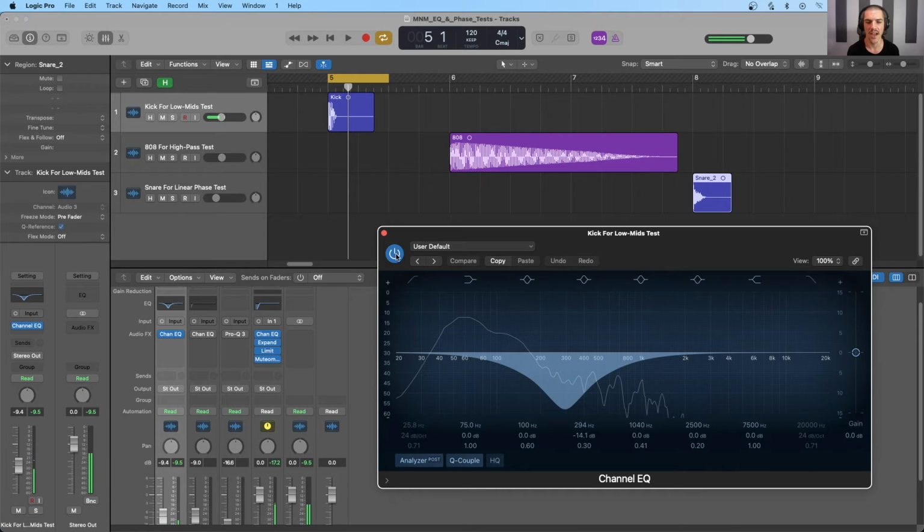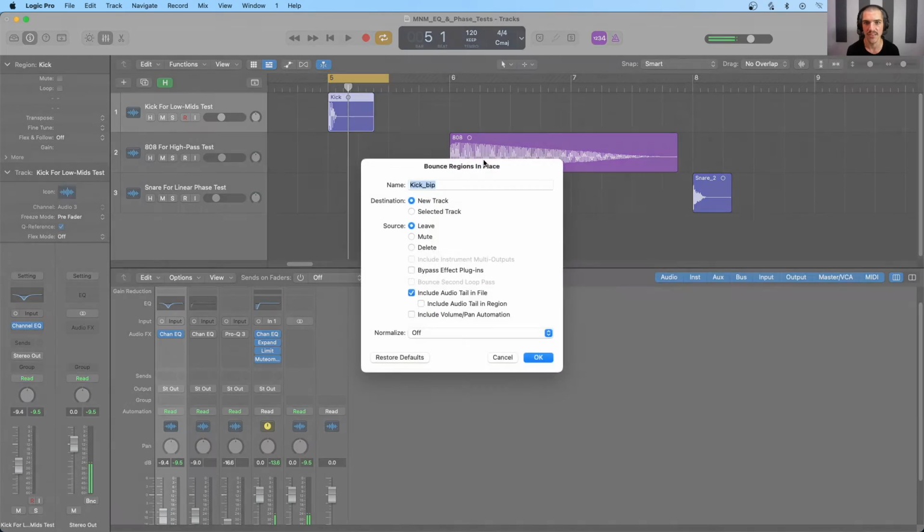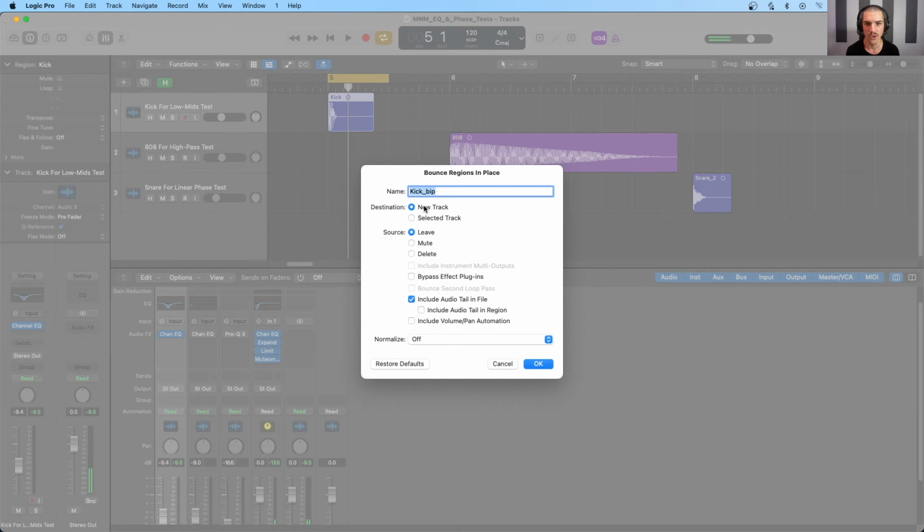Just kind of gets rid of that boxiness, which may or may not be necessary in the context of a mix. Again, we're not going through a full mix and looking at phase relationships in this particular test. We're just going to look at how EQ can affect the phase. So I just am going to quickly bounce this in place. I am going to go to a new track, leave it. We are not going to bypass the effects either.